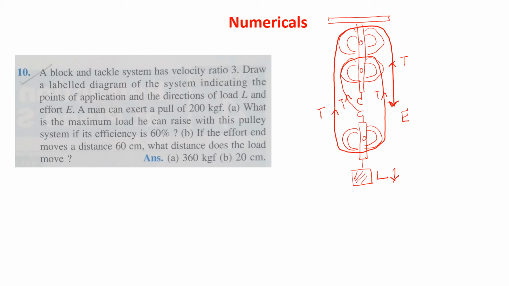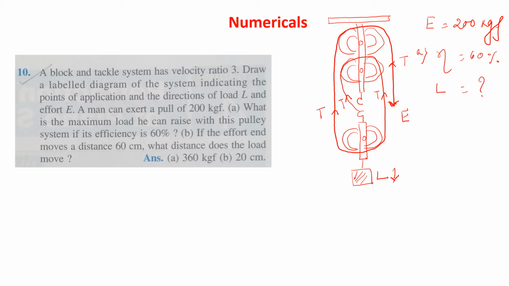Now a man can exert a pull of 200 kgf. Exert a pull of, that means E, effort, is given 200 kgf. Number A, what is the maximum load he can raise with his pulley system if its efficiency is 60%? So efficiency is given 60%. The question is asked, what is the maximum load? That means L is question mark.